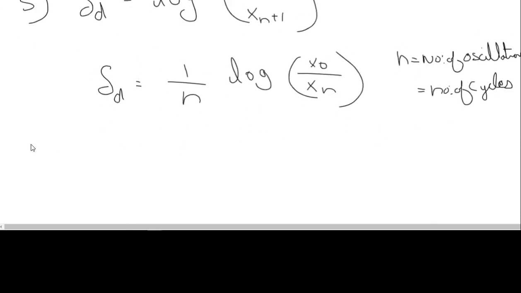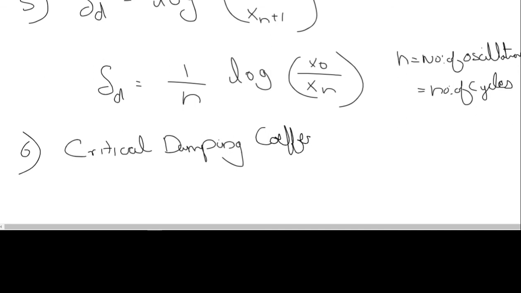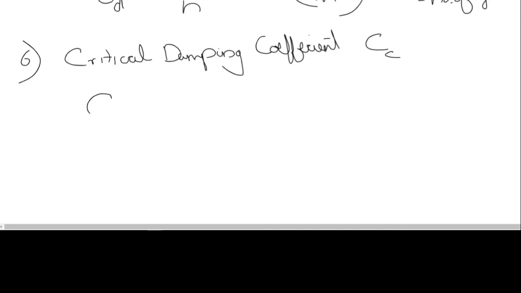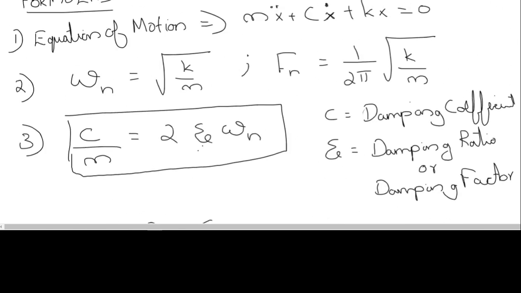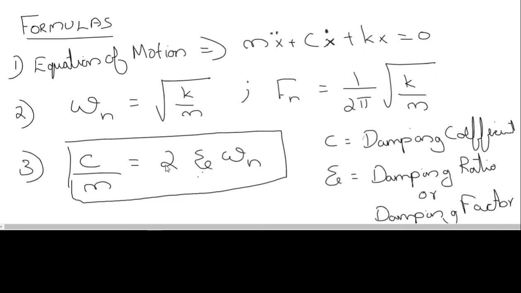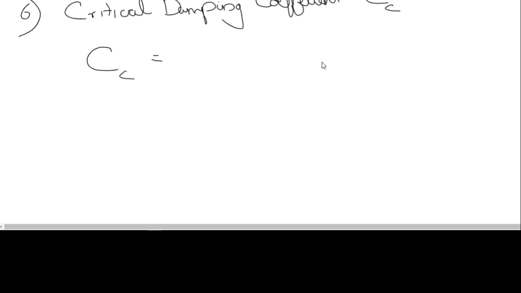Finally, one more equation you require for solving numericals is the critical damping coefficient, given as Cc. C is our damping coefficient, and in the critical condition it is known as critical damping coefficient. For critical damping, epsilon is equal to 1. So if you put epsilon equal to 1 in this equation, you will get the critical damping condition.